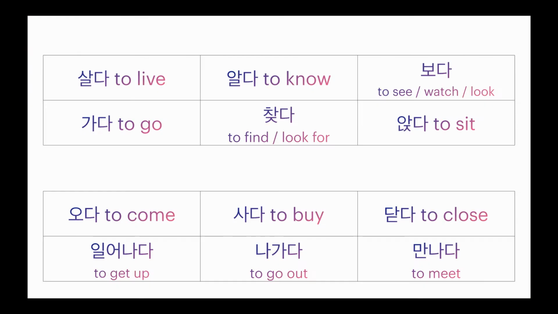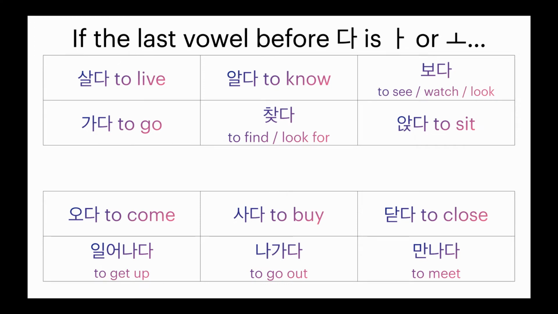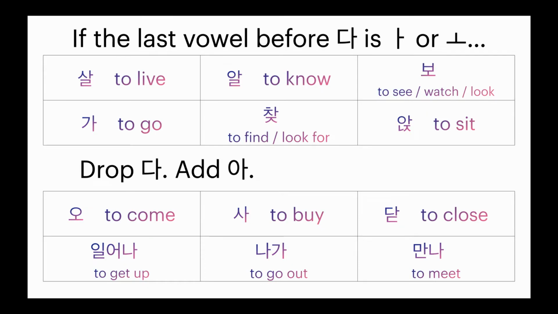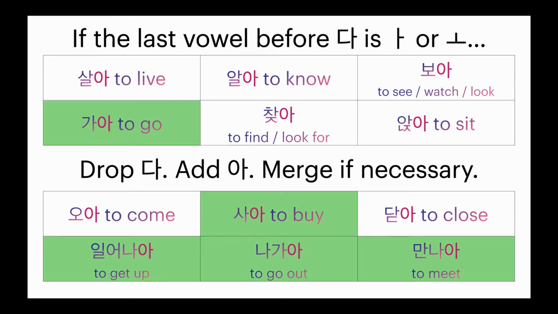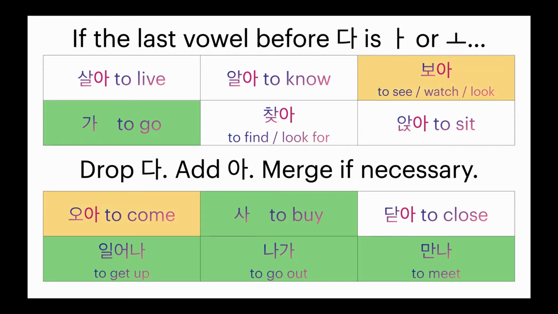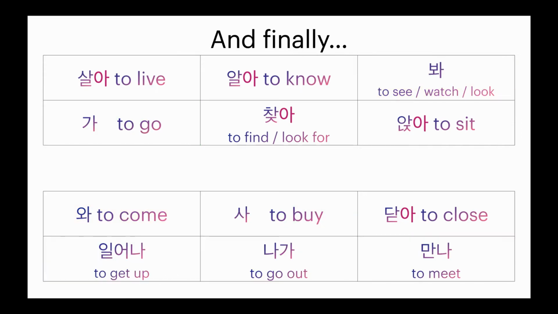So in summary, here are the 12 verbs that we just practiced. And the rule to keep in mind for today is if the last vowel before 다 is a or o, which in this case would be all of these, you will simply drop 다 and add a. And lastly, merge if necessary. In the case of these right here, this a vowel is rather redundant, so it just becomes the one a vowel. And in the case of these right here, this oa sound tends to merge into wa. And finally, make polite by adding 요.